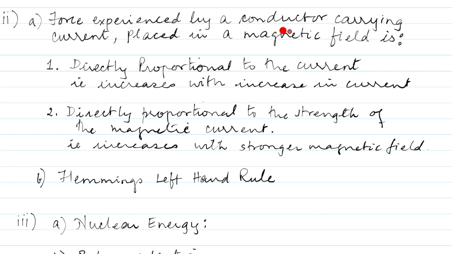Force experienced by a conductor carrying current placed in a magnetic field is, number 1, directly proportional to the current, which means it increases with increase in current. If you don't write this part it is also fine, but it must be mentioned directly proportional. Remember what I told you, F is equal to IBL, correct? So I was the current, so we wrote directly proportional to current.